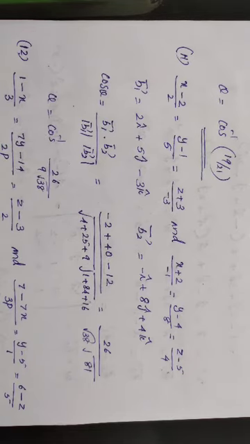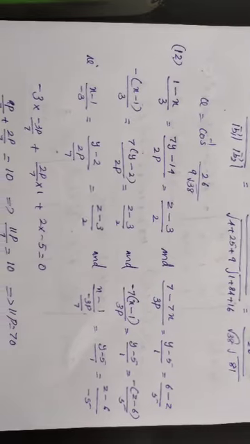Okay. Then question number 10 and 11. Find the angle between the following pairs of lines. In question number 10, the lines are in vector form, and in question number 11, the lines are represented in Cartesian form. Okay, and the next one, question number 12. See, question number 12.